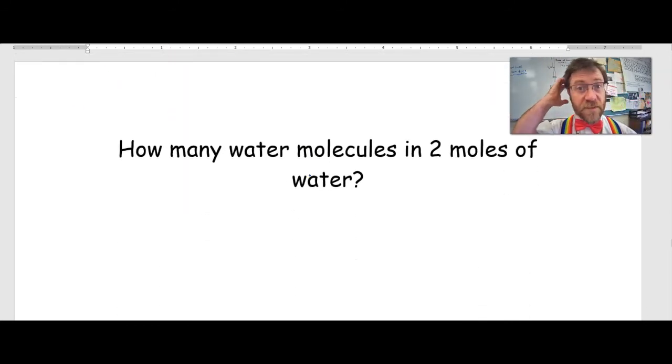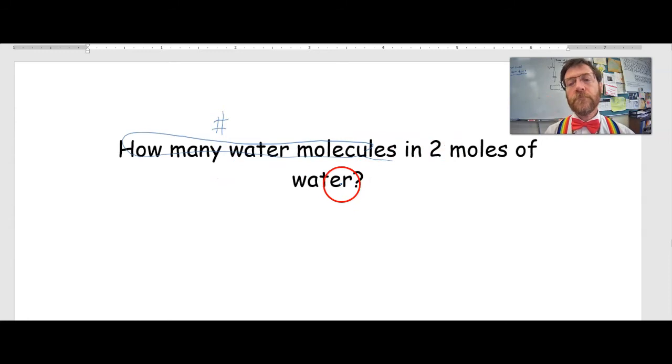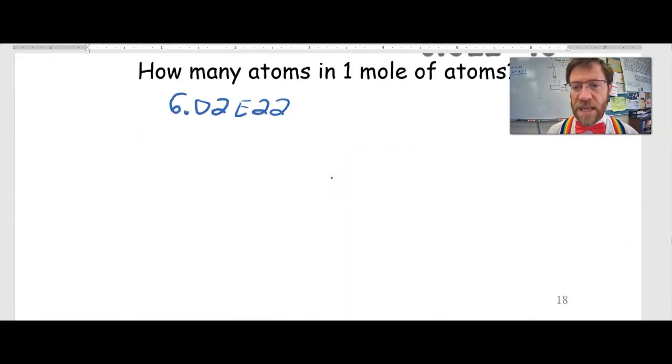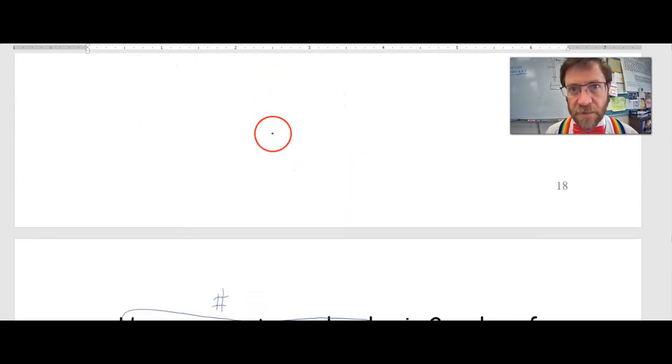All right, so the next one, this one should be pretty easy. How many water molecules? Oh, also this is like a thing. How many molecules? This is like numbers. We want to know numbers if they're asking how many are in 2 moles of water. Pretty simple, right? We just take Avogadro's number and we multiply it by 2.